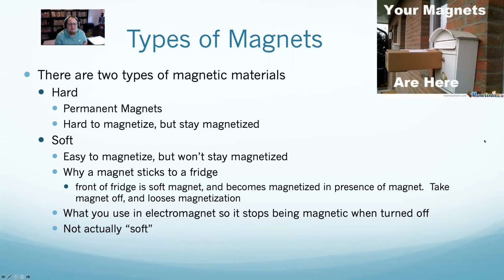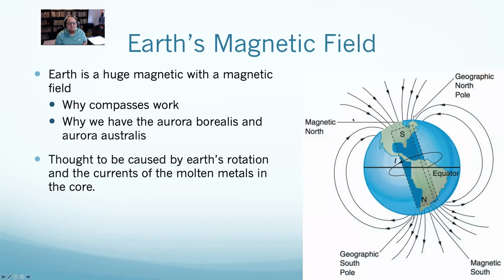Now, the biggest magnet of them all is the Earth. Well, it's not the biggest, because there's other planets that are bigger. But the biggest one we deal with is the Earth. Earth is a huge magnet with a magnetic field. It's why compasses work. It's why we have the Aurora Borealis and Aurora Australis. It's how birds navigate. It causes all sorts of stuff.